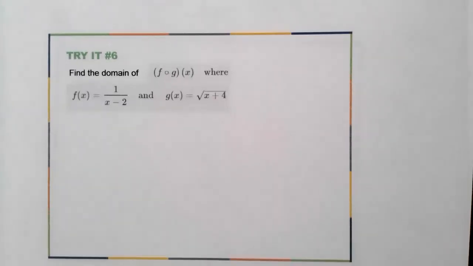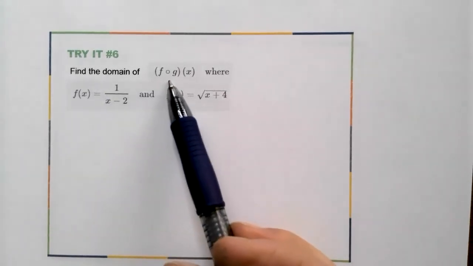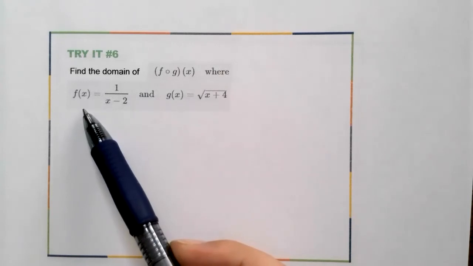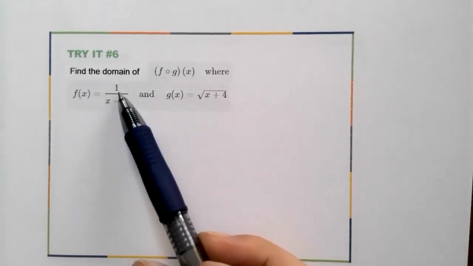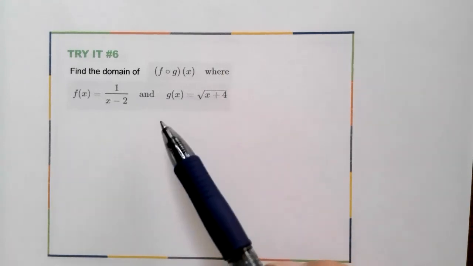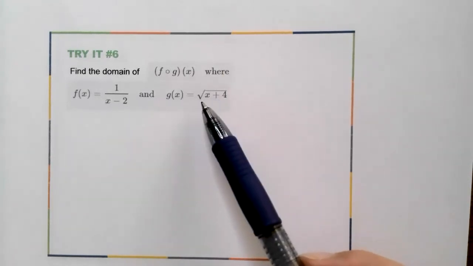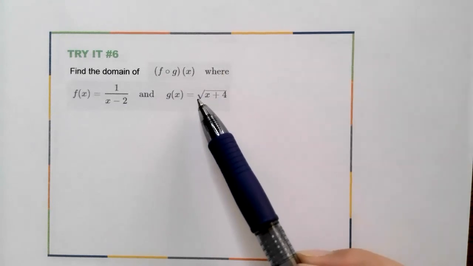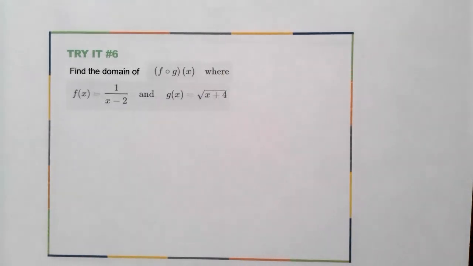Now I want you to try this problem by yourself. Again, we need to find the domain of f of g of x. And f of x is a rational function, 1 over x minus 2. And g is a radical function, square root of x plus 4. So go ahead and use this 3-step process to find the domain of f of g of x.